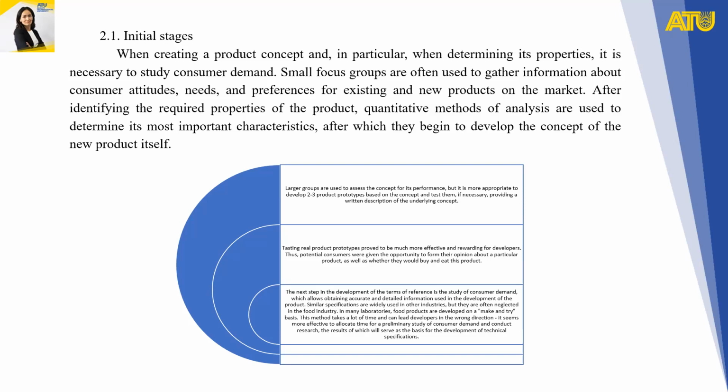Similar specifications are widely used in other industries, but they are often neglected in the food industry. In many laboratories, food products are developed on a make-and-try basis. This method takes a lot of time and can lead developers in the wrong direction. It seems more effective to allocate time for a preliminary study of consumer demand and conduct research, the result of which will serve as the basis for the development of the technical specification.